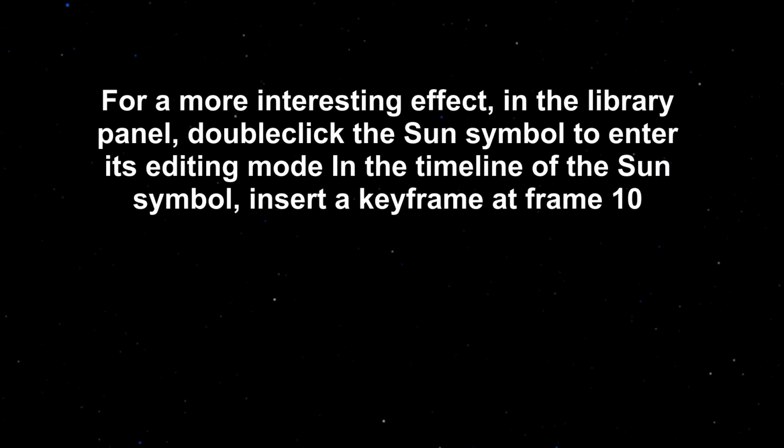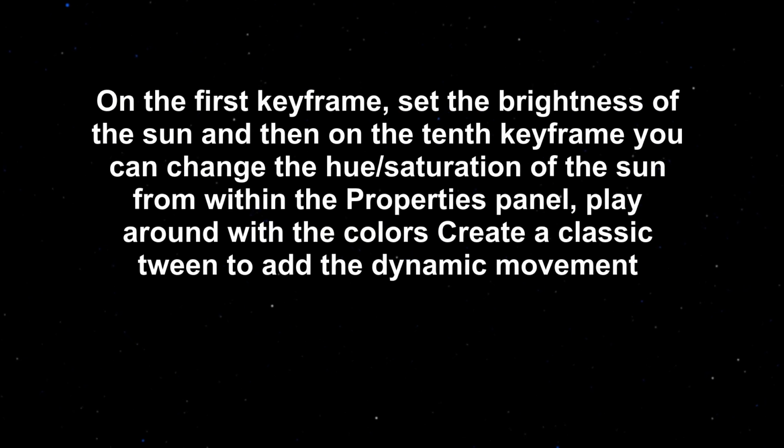For a more interesting effect, in the Library panel, double-click the sun symbol to enter its editing mode. In the timeline of the sun symbol, insert a keyframe at frame 10. On the first keyframe, set the brightness of the sun, and then on the 10th keyframe you can change the hue and saturation of the sun from within the Properties panel. Play around with the colors, create a classic tween to add the dynamic movement.